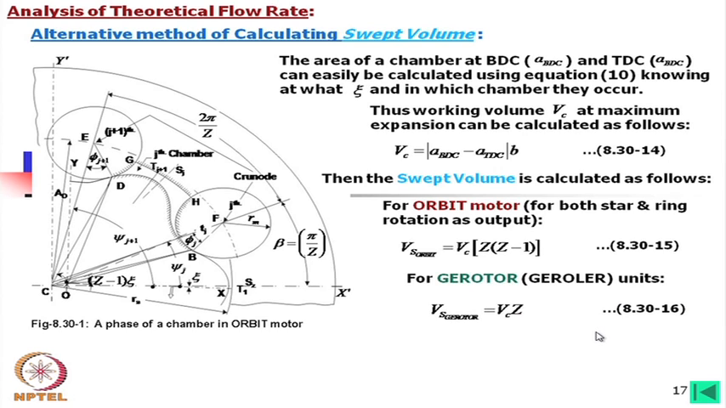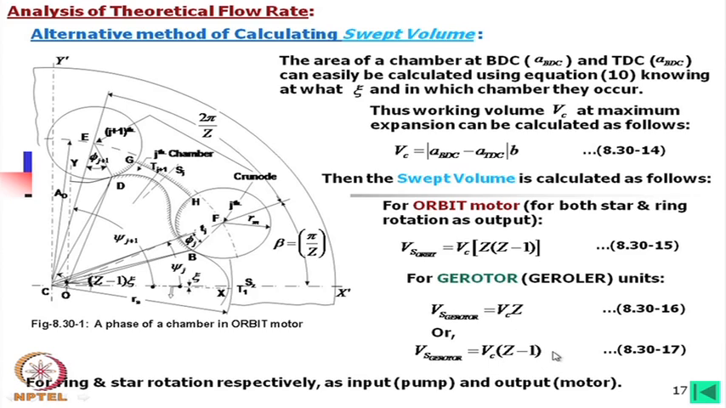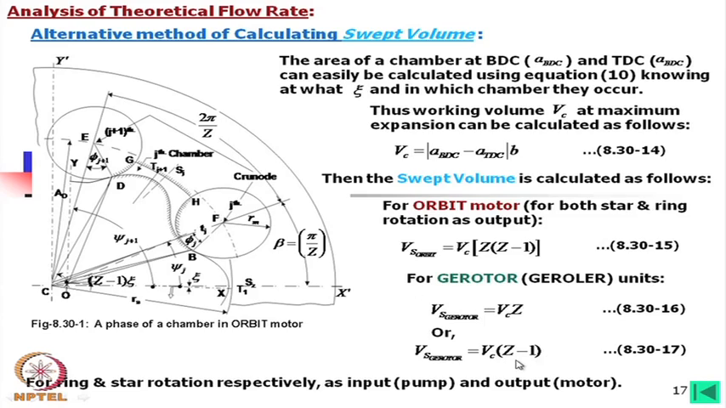Whereas, in the case of the gyrator unit, this will be either Vc times z or Vc times (z minus 1), depending on ring and star rotation respectively. Because in that case, suppose your star is the output, and both are rotating. You will find that when the star completes one full rotation, actually 6 chambers' displacement is there, not 7 chambers.